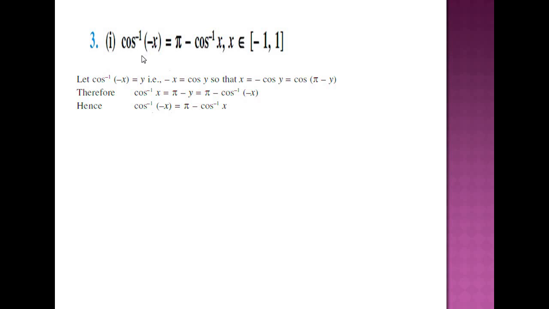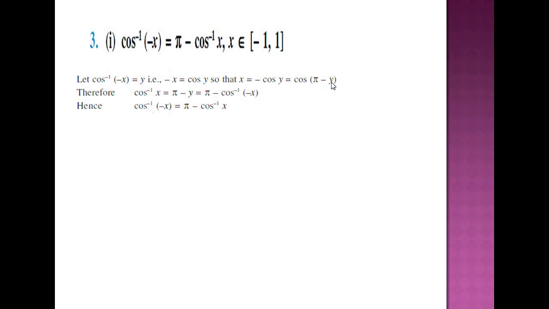Here look, cos inverse of minus x is not minus cos inverse of x, it is rather pi minus cos inverse of x. That is the difference, right? So here x belongs to the closed interval minus 1, 1. How to prove that? Again the same strategy. Let cos inverse of minus x be y, right? So this becomes minus x equals cos y. Shift this negative sign to this side, so x becomes minus cos y. Now in 11th standard you dealt with the formula minus of cos x is nothing but cos of pi minus x. So minus cos y will be written as cos of pi minus y.